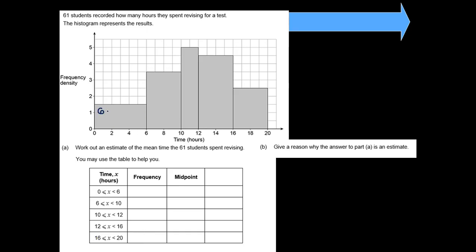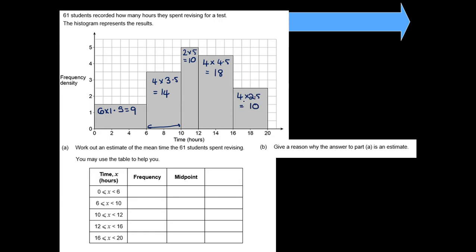I can see here that this has got a width of 6 and a height of 1.5, which gives me an area of 9. This has a width of 4 and a height of 3.5, so we have an area of 14. The next one, a width of 2, a height of 5, we have an area of 10. We now have a width of 4 and a height of 4.5, so we have an area of 18. And lastly, width of 4, height of 2.5, we have an area of 10.